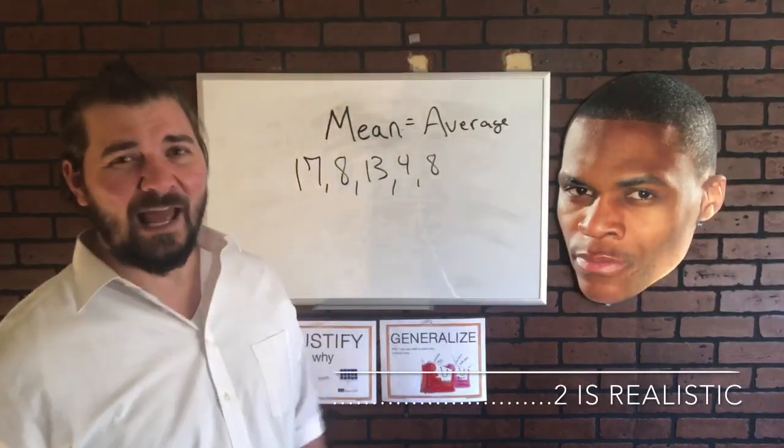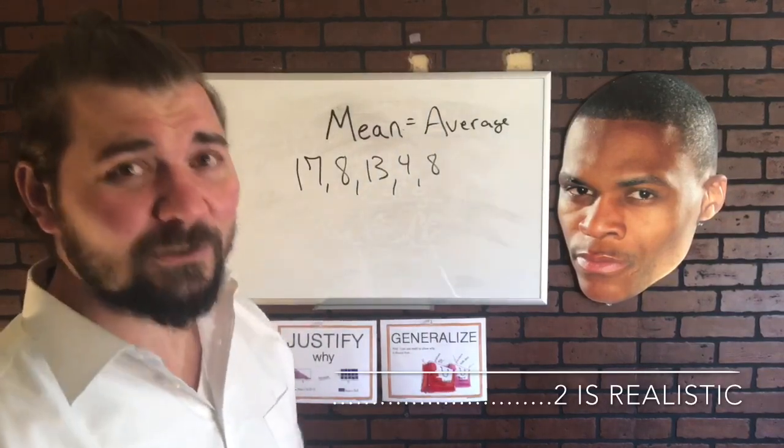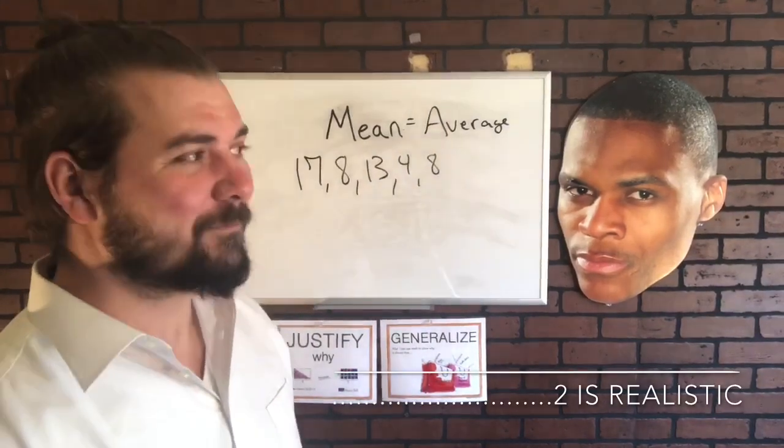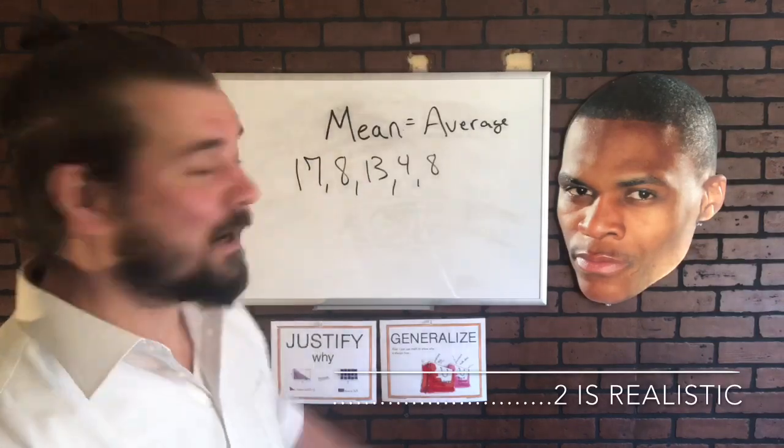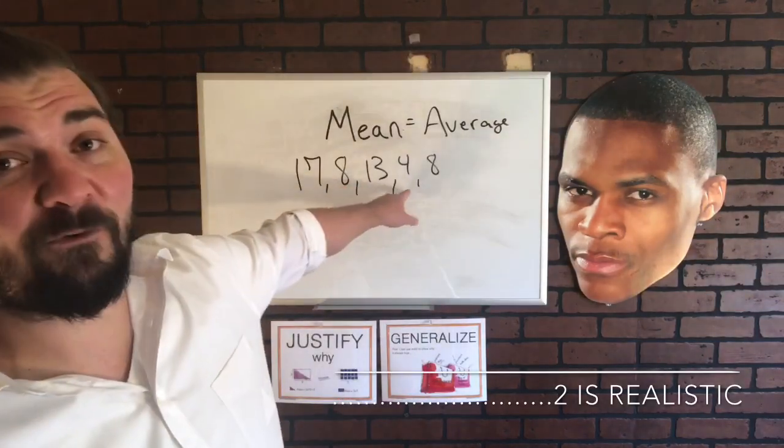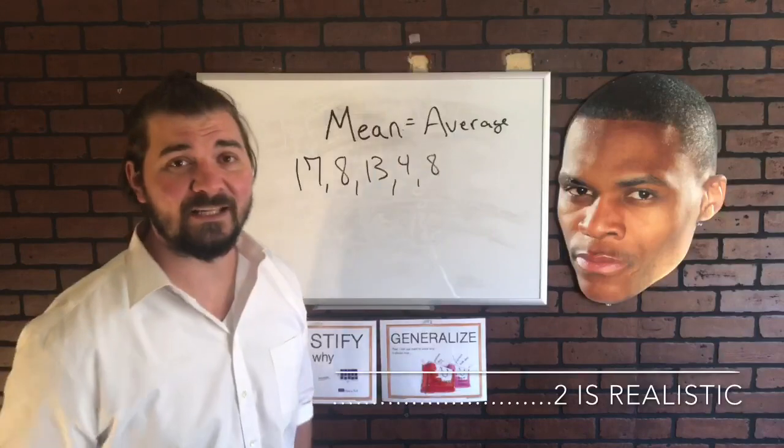Yeah, a little unrealistic, okay? But it's no fun doing average if it's like 2 points, 2 points, 2 points, 2 points, because, I mean, that's really my average, is about 2 points. So we're looking at 17, 8, 13, 4, and 8. These are our points of data.